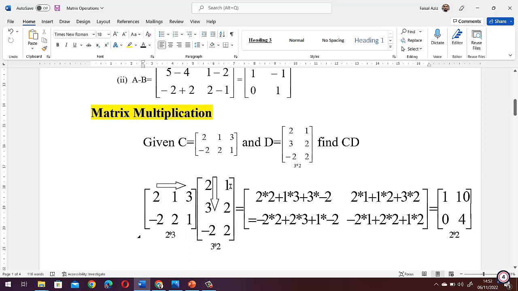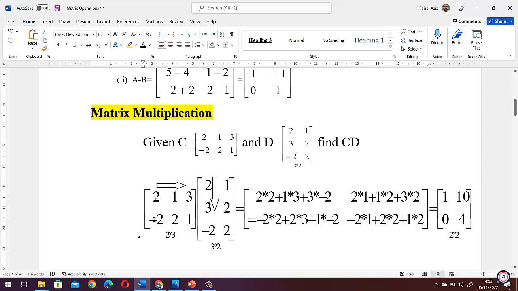So 2 multiplied by 1, here it comes, and then 1 multiplied by 2, here it comes, and then 3 multiplied by 2, here it comes. And then we need to repeat this operation for the other column as well.